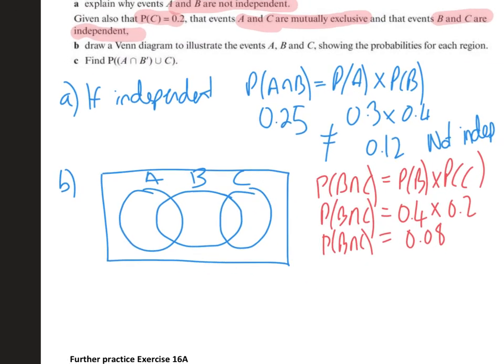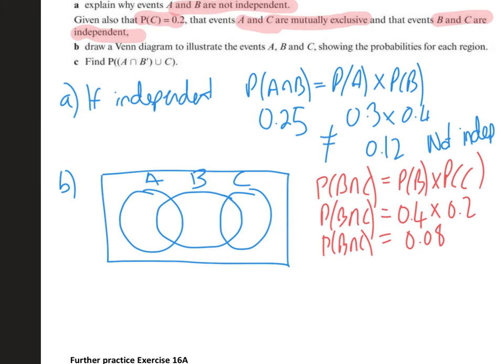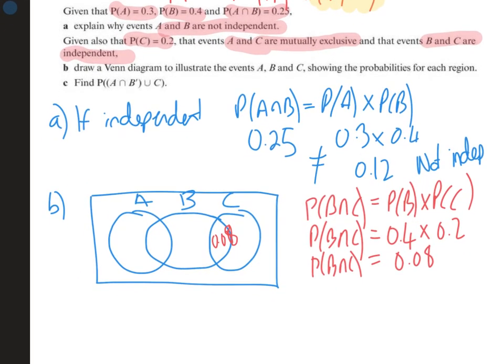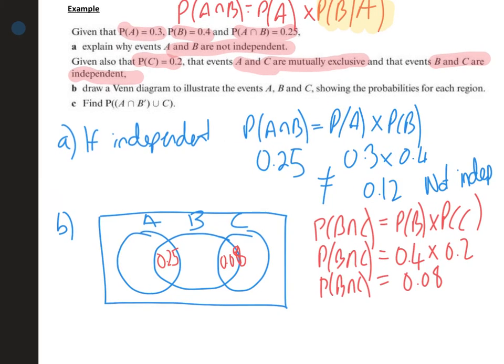Okay, so let's see if we can fill in some middles. So I've just worked out B and C. So that's 0.08. Let's make that look more like an 8 so I don't get confused. Do I have A and B? Yeah, I do. That's 0.25. Well, A should be 0.3. I've already got 0.25, so that's 0.05 left. B should be 0.4, but I've already got 0.25 and 0.08, so that's 0.33 so far. So I need 0.07.